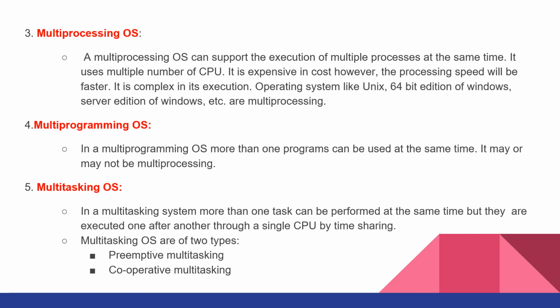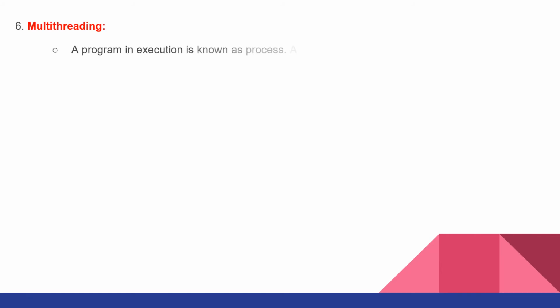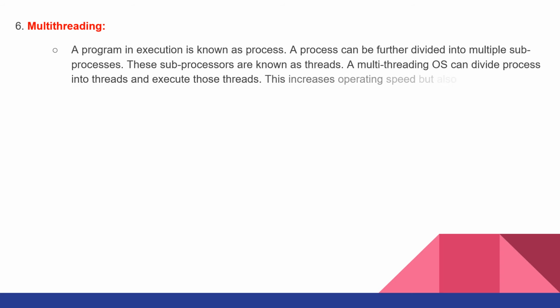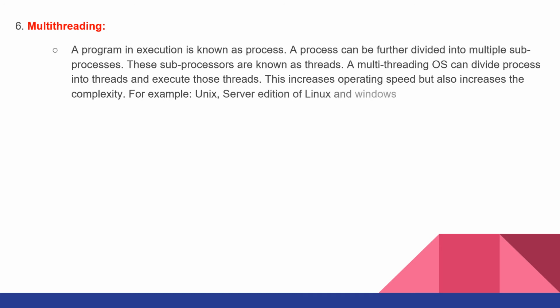The next type we are going to talk about is multi-threading. A program in execution is known as process. A process can further be divided into multiple subprocesses. These subprocesses are known as threads. A multi-threading OS can divide processes into threads and execute those threads. This increases operating speed but also increases the complexity. For example, Unix, server edition of Linux and Windows.